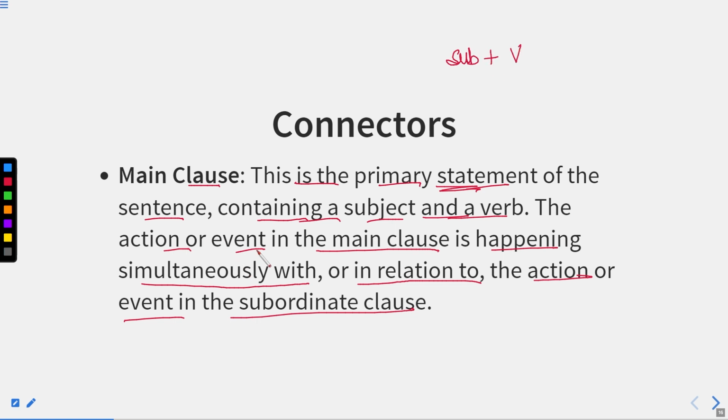The action or event in the main clause. Now here we'll write the main verb or main action that is taking place. So we'll write that in this main clause, which is happening simultaneously with or in relation to the action or event in the subordinate clause. So whatever action we write in the as clause or the subordinate clause, the main clause is another action that is taking place parallel to this action.